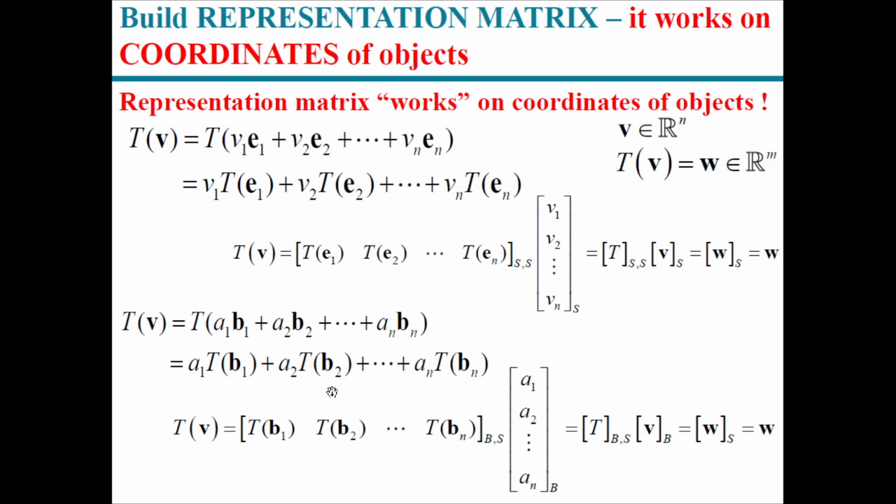That means that the representation matrix relative to the basis B for inputs and standard basis for outputs, because these TB, these are vectors and they are expressed in the standard basis, obviously. So to build this matrix, it's simple. I just put these images of the basis vectors in the columns, in the correct order, obviously. So it's very straightforward.